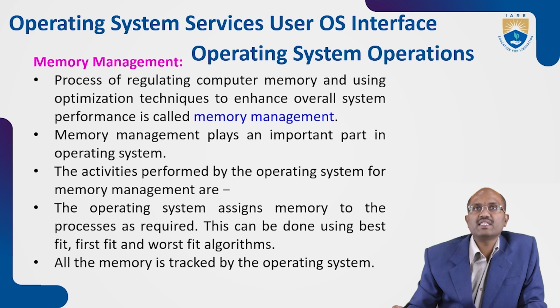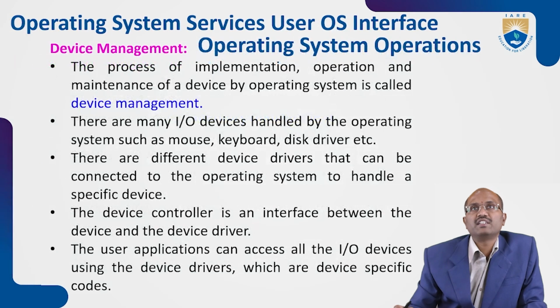The activities performed by the operating system for memory management are: the operating system assigns memory to the process as required. This can be done using best fit, first fit, and worst fit algorithms. All the memory is tracked by the operating system. This is memory management. Next, device management.